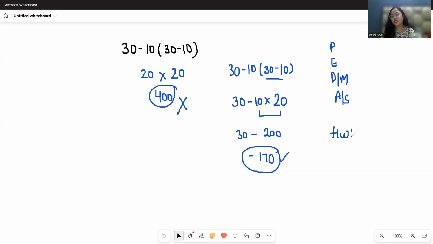And your homework question for today is 20 minus 5 bracket 20 minus 5. So what is the correct answer? Comment down below. I will pin the first comment.